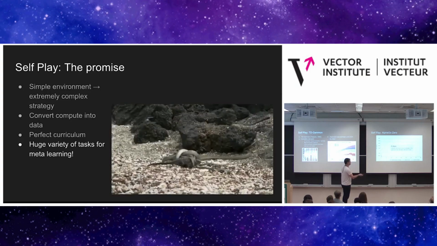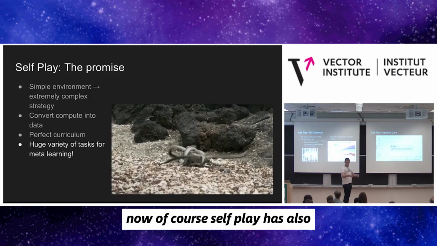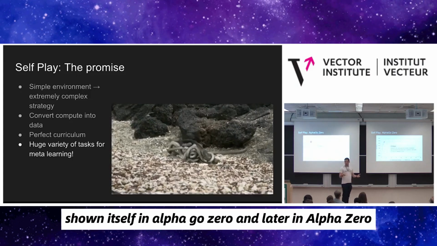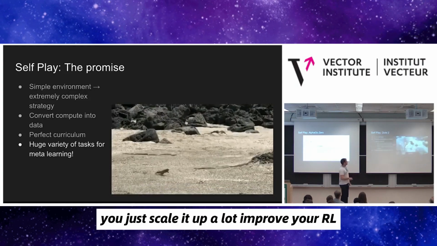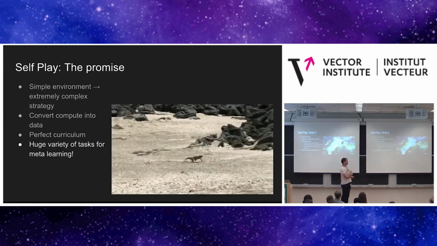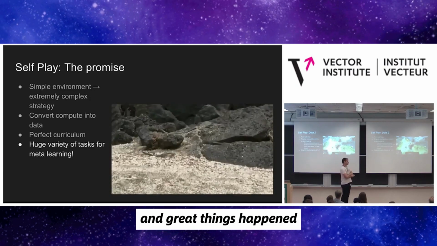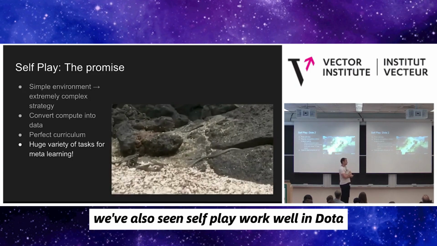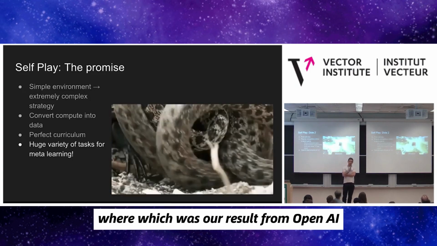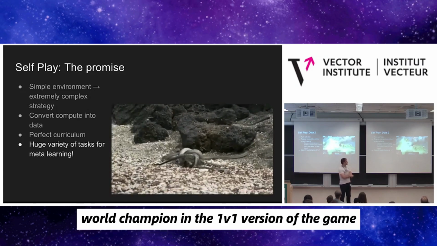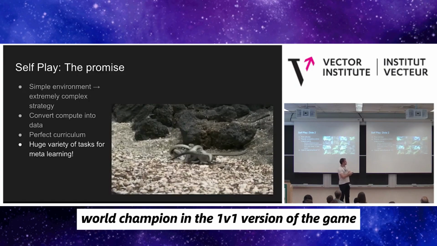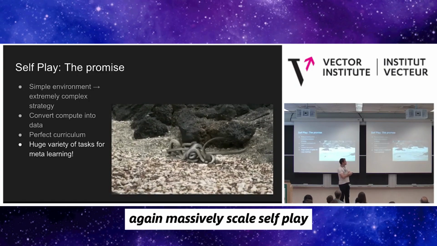Now, of course, self-play has also shown itself in AlphaGo Zero and later in AlphaZero. You just scale it up a lot, improve your RL, and great things happen. We've also seen self-play work well in Dota, which was our result from OpenAI, where we beat the world champion in the 1v1 version of the game. Again, massively scaled self-play.